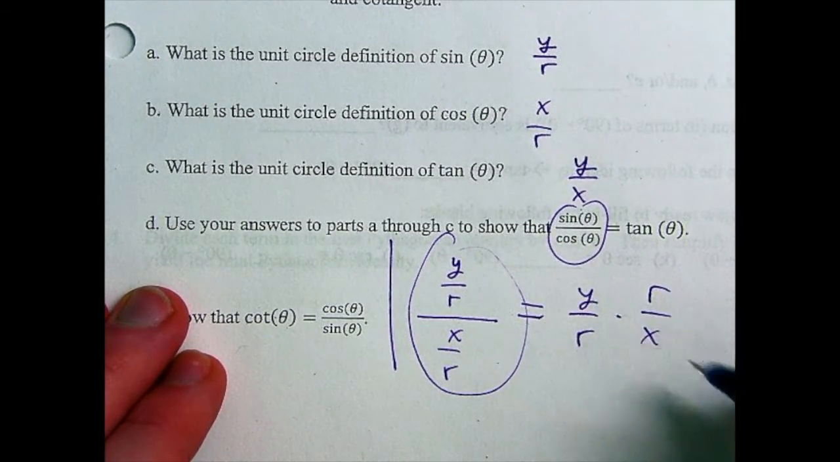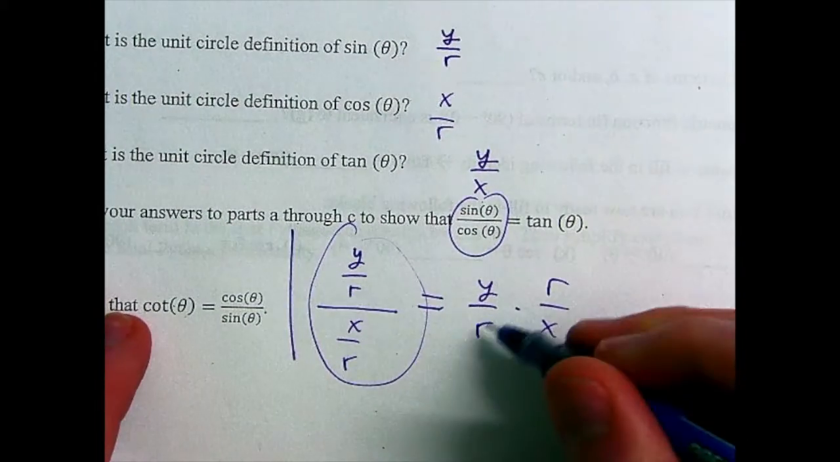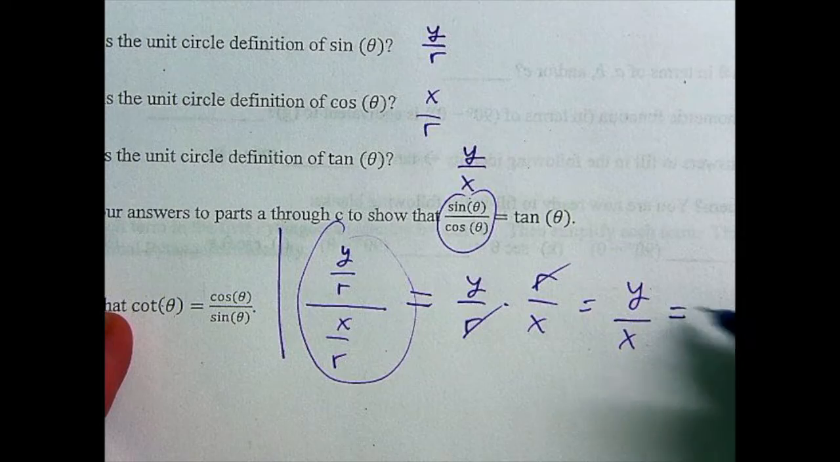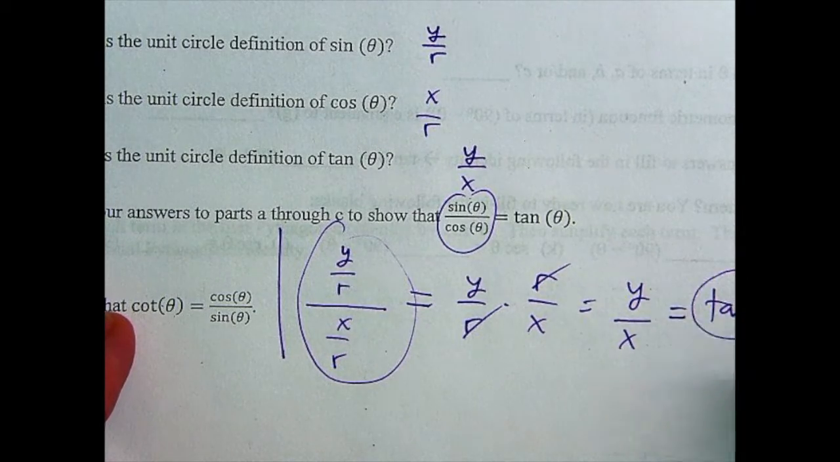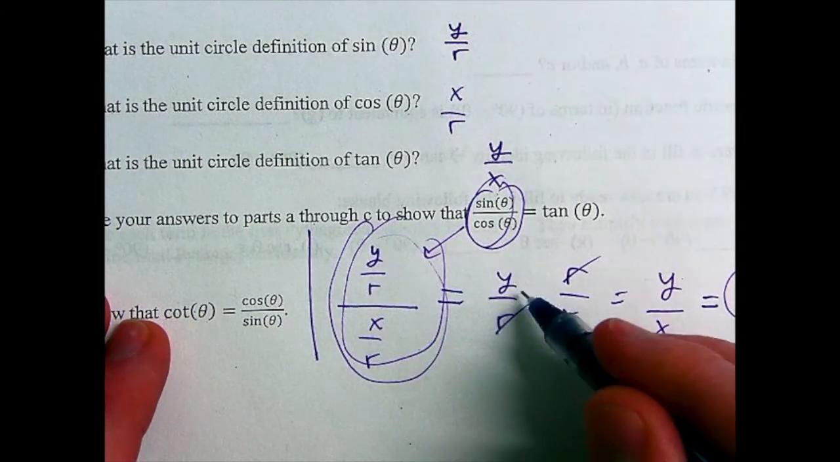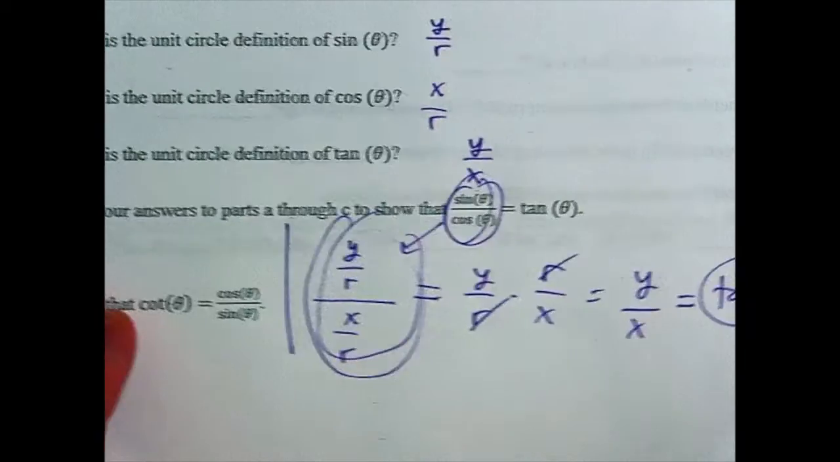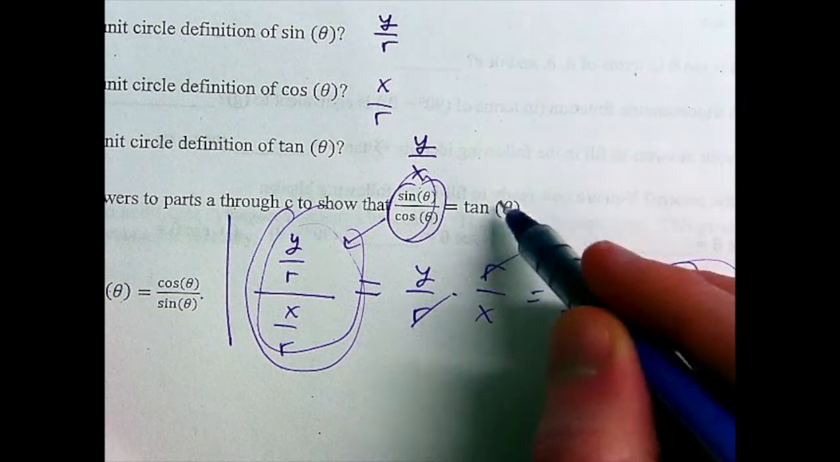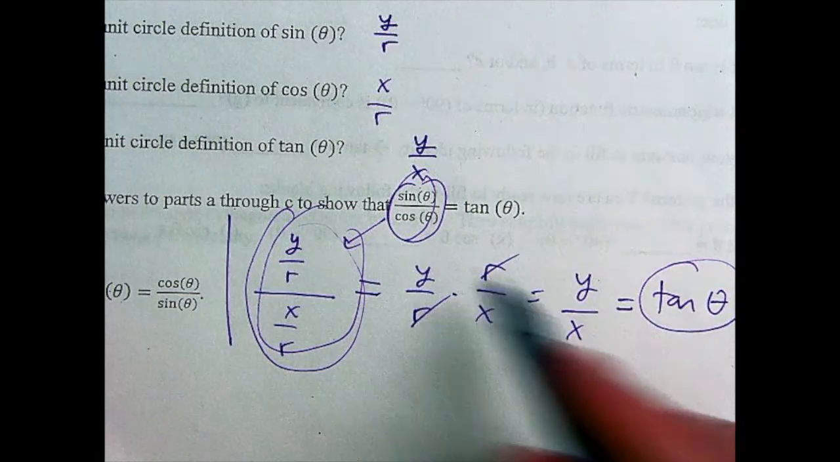So that gives me this. And then what you'll notice is that the r's cancel, and you're left with y over x, which is exactly the unit circle definition of tangent. So this is a proof: this thing is equal to this thing, is equal to this, is equal to this. And so what we've done effectively is we've transformed this side of the equation into this side, and that's a proof that sine over cosine is tangent.